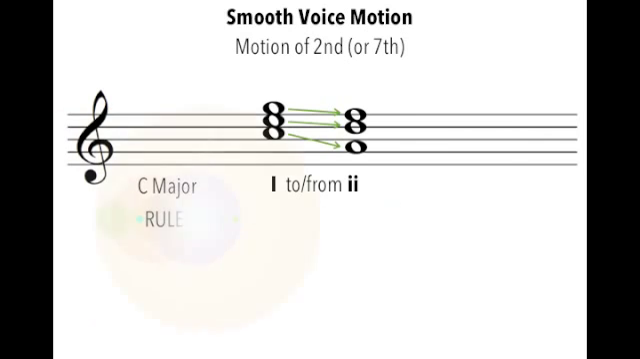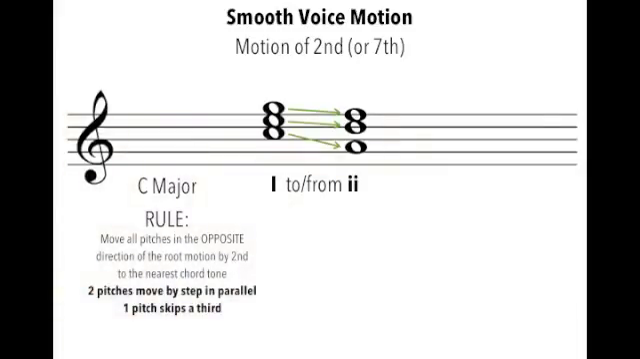So in our rule, if you move all the pitches in the opposite direction of the root motion by second to the nearest chord tone in the next chord, then 2 pitches will move by step in parallel and 1 pitch will skip a third. This is the typical solution to root motion by second.